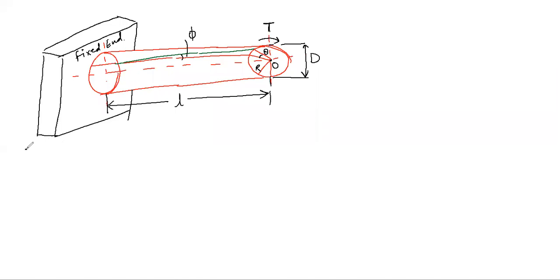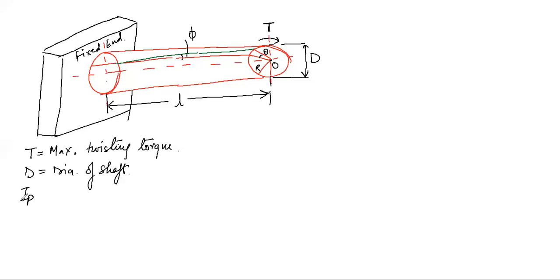So we have defined first, that is T. What is T? That is the maximum twisting torque, right? That is defined as T. D is defined as the diameter of the shaft, right? IP. You will see what is IP. IP is defined as the polar moment of inertia. Right? Polar moment of inertia.